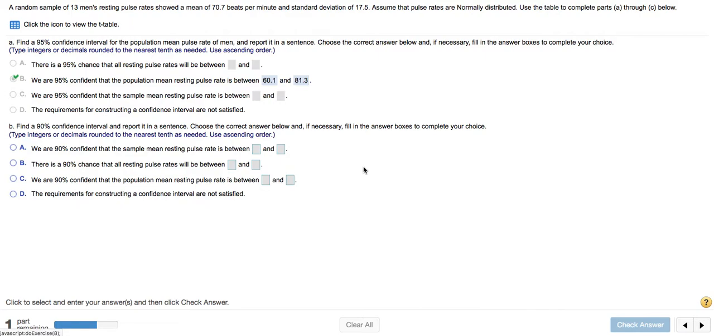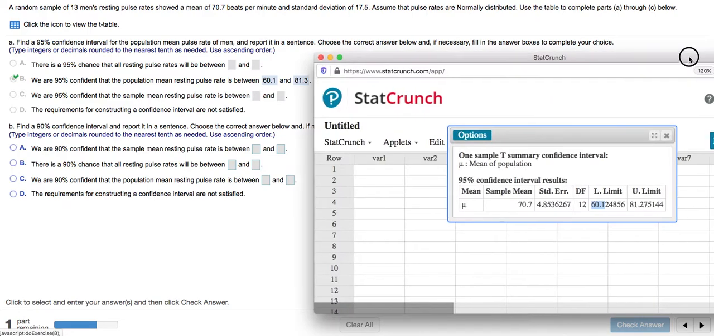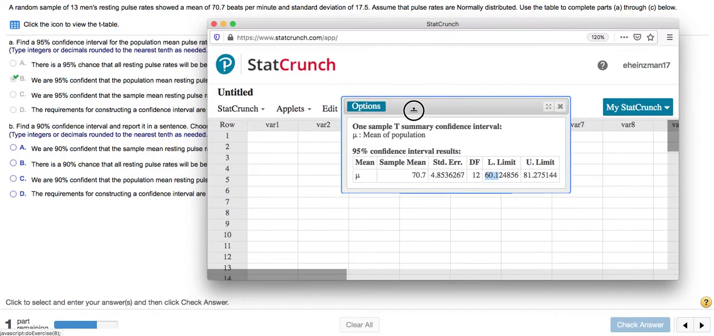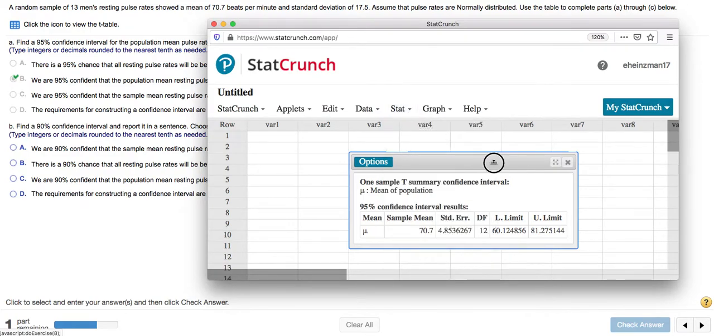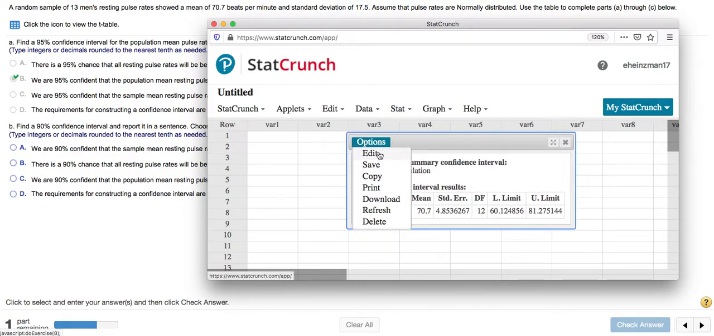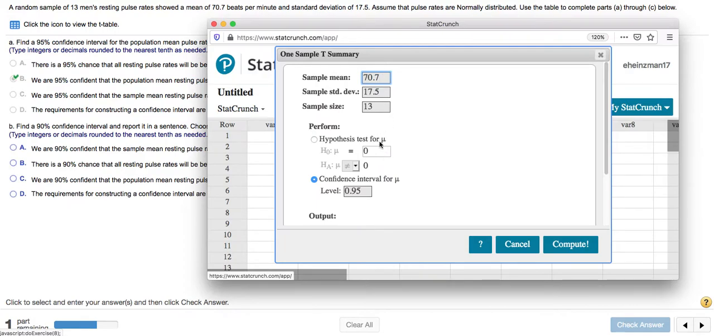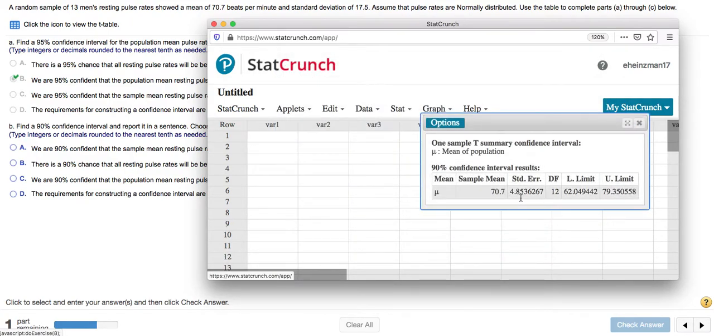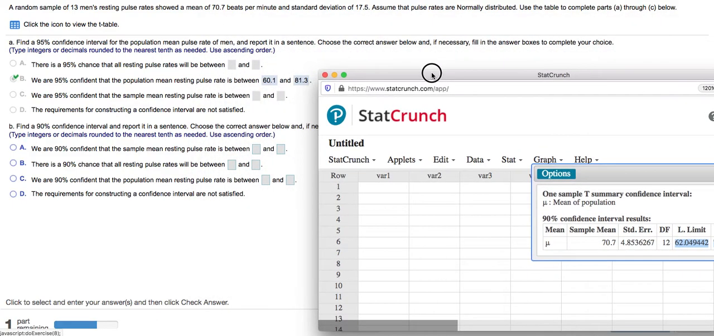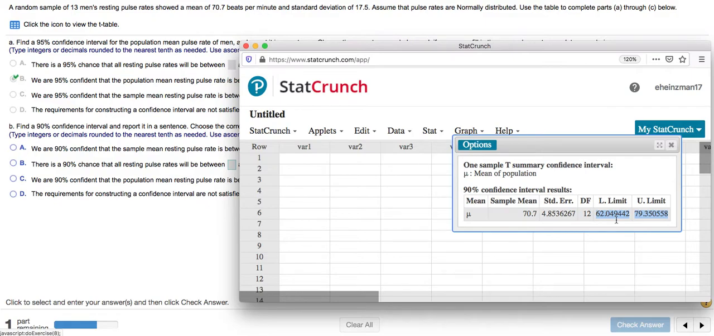Okay. The difference between A and B is now we're looking for a 90% confidence interval. So in StatCrunch, a quick way to do this is instead of going through Stat and opening all that stuff up again, if you click on where it says options and choose edit, the information we entered is already there, and I'll just simply change the confidence level from 0.95 to 0.90 for 90%. Okay, this is the new interval, and I believe we're going to round and enter our answers in the same way. So let's see. The lower one's going to be 62.0.